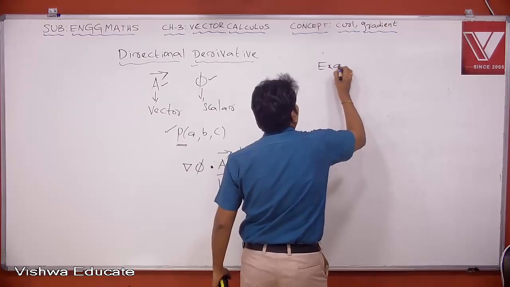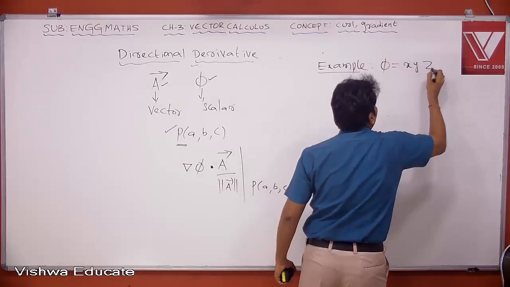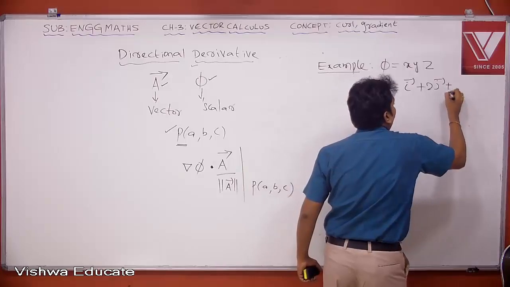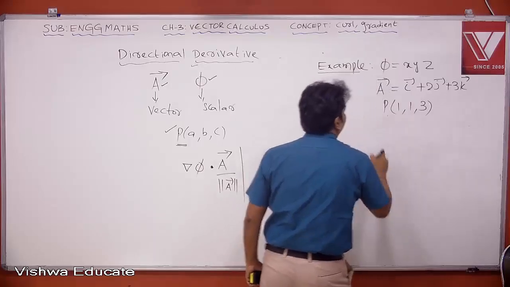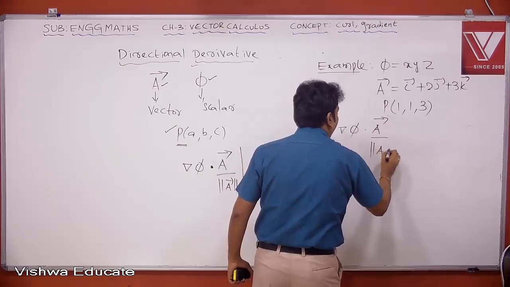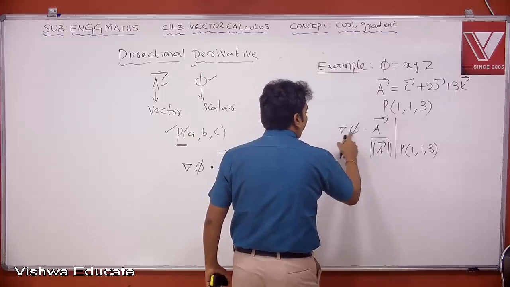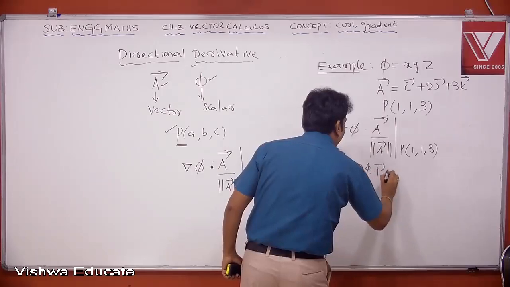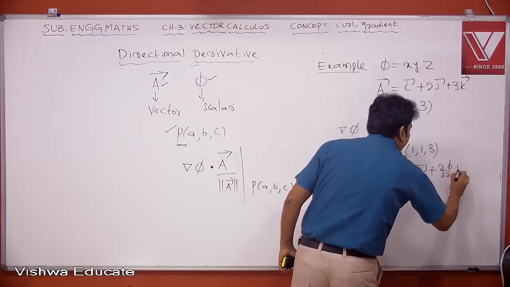Suppose phi equal to, for example, xyz. Suppose A bar equal to i bar plus 2j bar plus 3k bar. Assume that the point is, for example, (1, 1, 3). Now let us find its directional derivative. This is del phi dot A bar by norm A bar at the point P, which is (1, 1, 3). Now at first, what is del phi? Actually del phi is dou phi by dou x i bar plus dou phi by dou y j bar plus dou phi by dou z k bar.